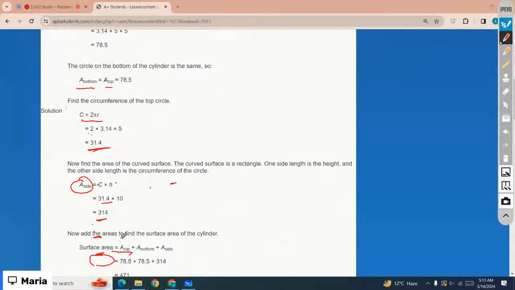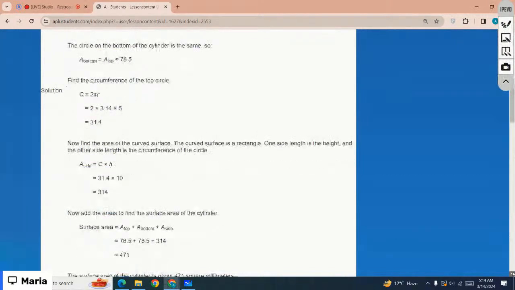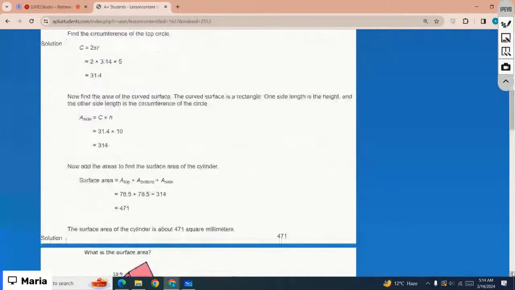So you just have to add all of them, the area of top, the area of bottom, and the area of side. Top and bottom have exactly the same area because they are the same faces, right? So the answer is 471. The surface area of the cylinder is 471 square millimeter.